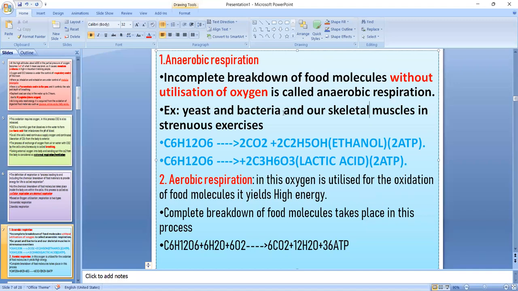But in our body also, anaerobic respiration takes place. I was asked this question in an interview: in which part of our body does anaerobic respiration occur? I was first confused, but within a fraction of a second I controlled myself, thought logically and answered.